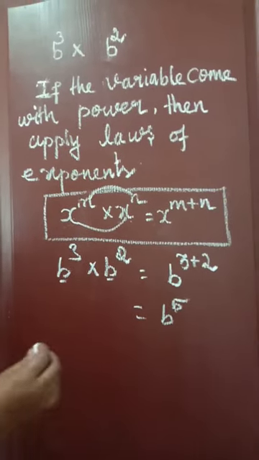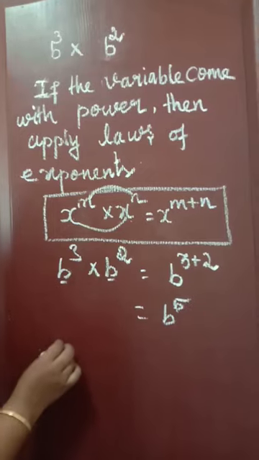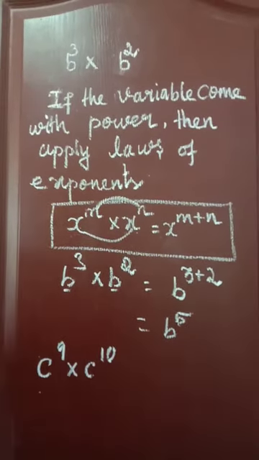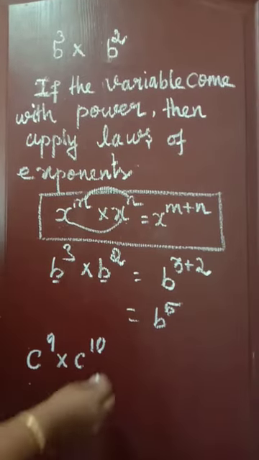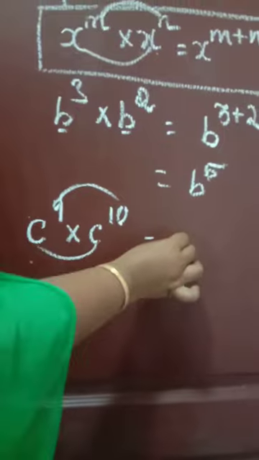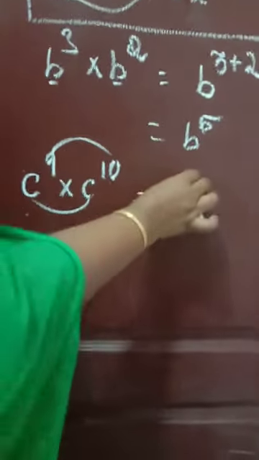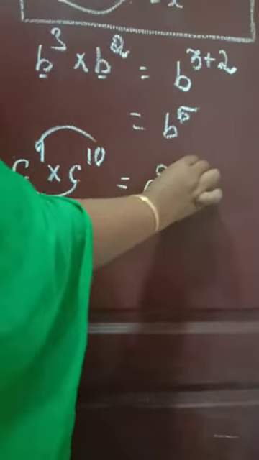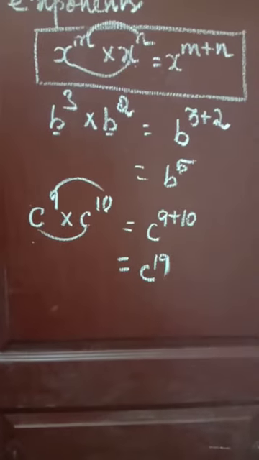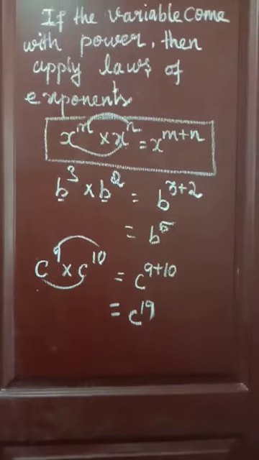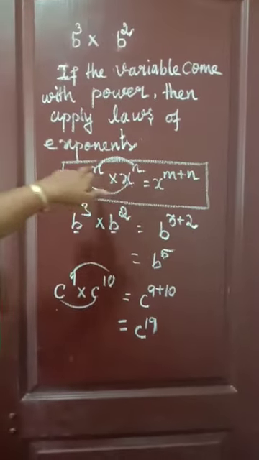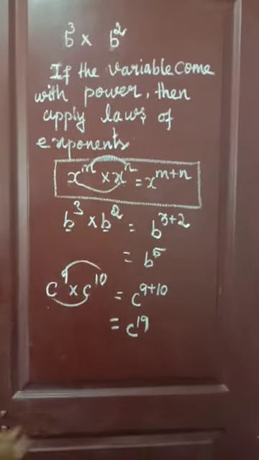See another example. c power 9 into c power 10. Here the base is the same. We add the power. So c power 9 plus 10. 9 plus 10 means c power 19 is the answer. So in multiplication, if the base is the same, we add the power.